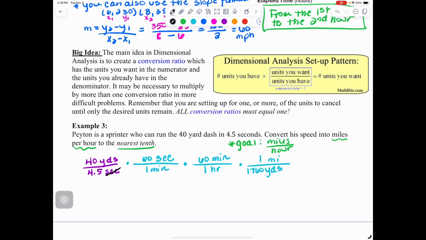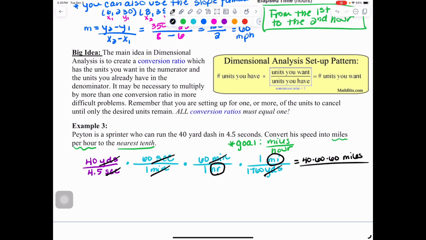So seconds cancel with seconds, wiped out. Minutes cancel with minutes, wiped out. Yards here and yards here cancel. And so I'm left with hour and miles like I wanted. So all I have to do is take all those numbers and find out what they are. So on top, I have 40 times 60 times 60, and then obviously times 1, but I don't need to write times 1, and that's going to be miles.